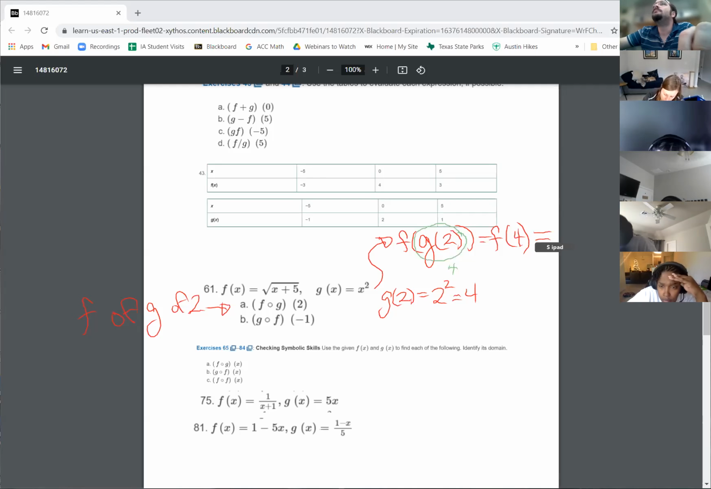All right, so now we're going to plug 4 into F. So we get square root of 4 plus 5. So that's square root of 9, which is 3. So my final answer is 3. Okay. Y'all can do B on your own. I want to make sure I do at least one of 75 or 81 to start because those are tougher than this one, but I wanted to at least show you one.